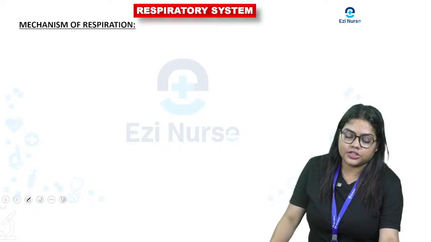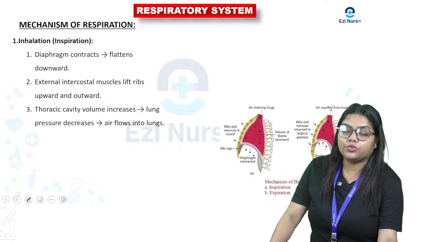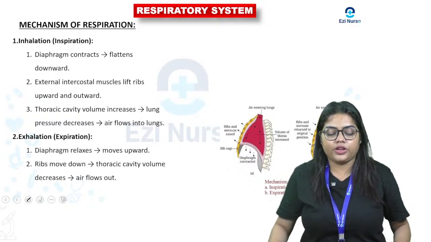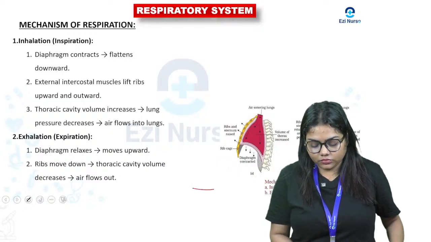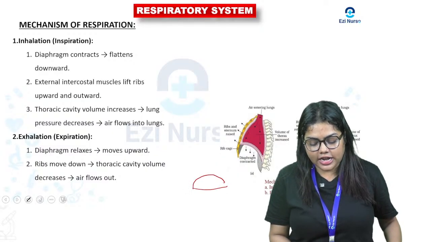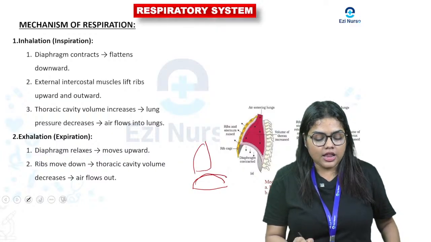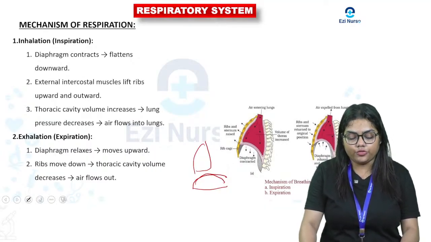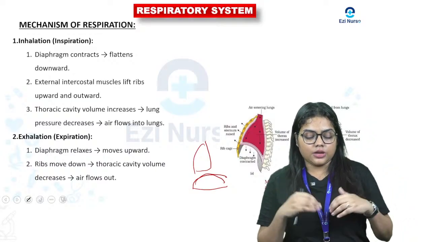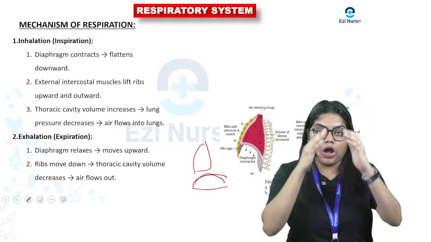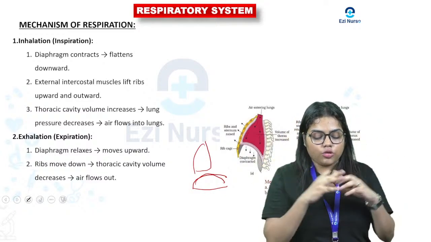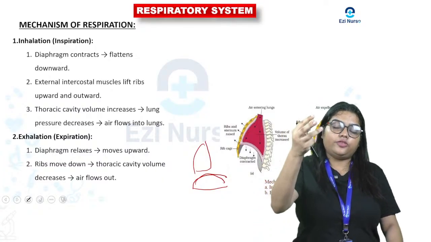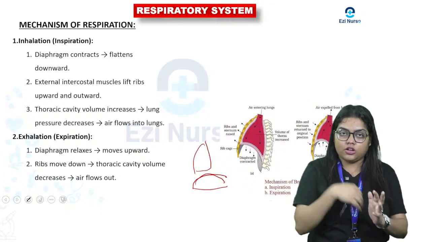Next is the respiratory system mechanism. So what is the mechanism? The physical mechanism includes inhalation and exhalation. How does it happen? In inhalation, the diaphragm will contract and flatten downwards, and the external intercostal muscles will lift the ribs upward and outward. So the thoracic cavity volume will increase and the lung pressure will decrease. So what will the air do? Air will flow into the lungs.